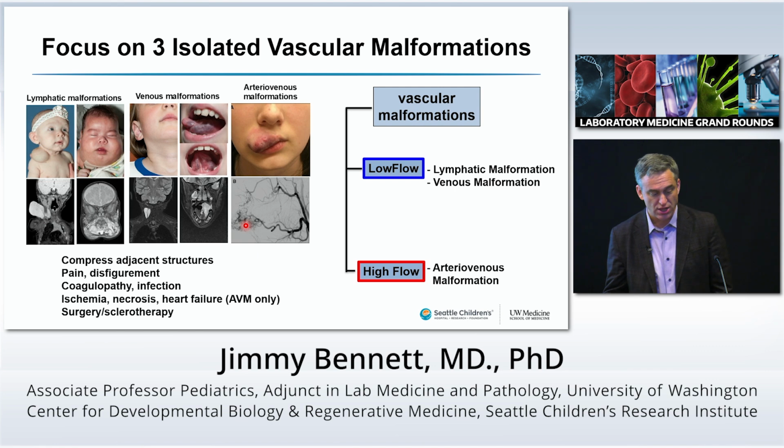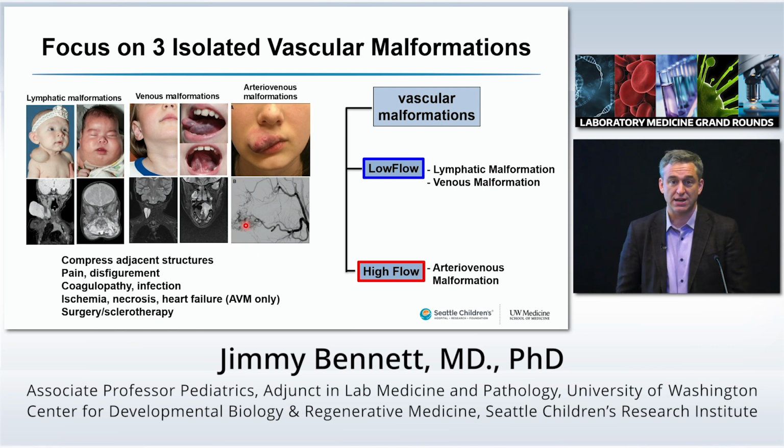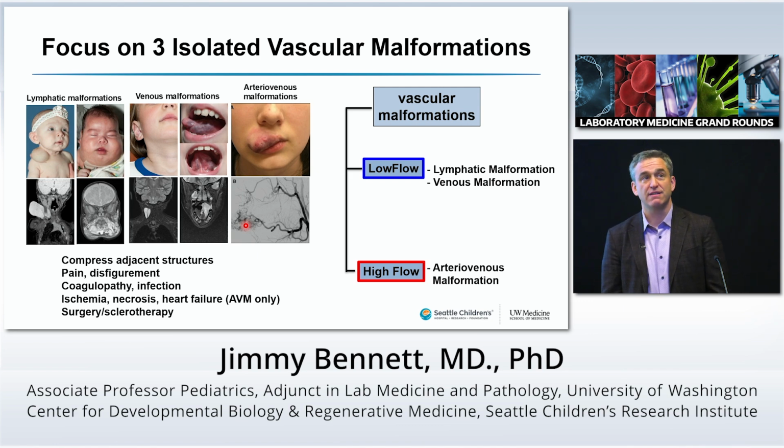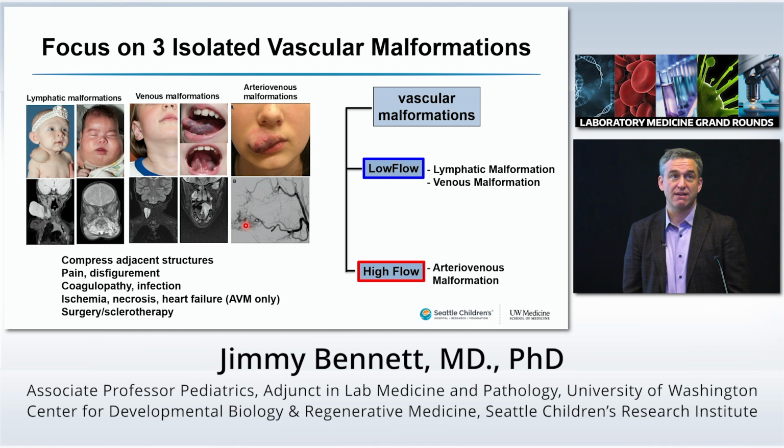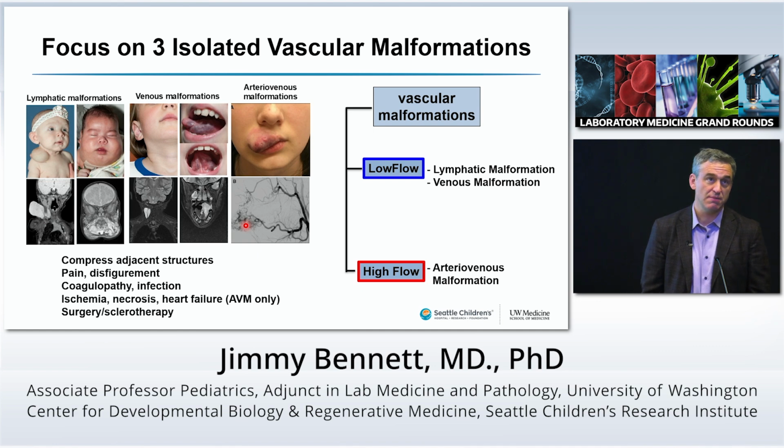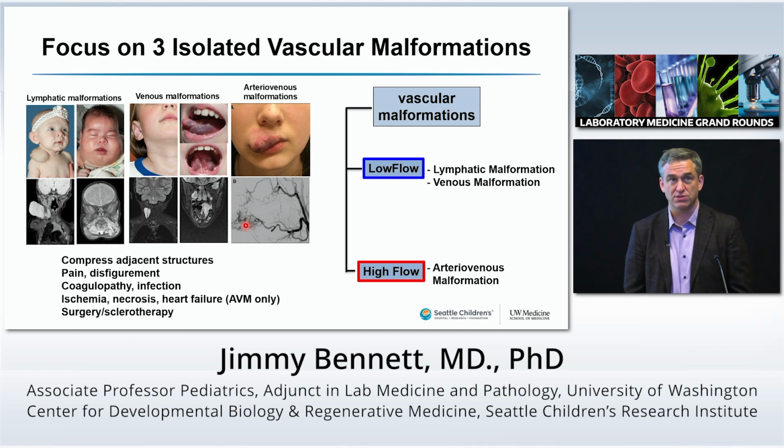So in general, all of these things can cause medical problems by compressing adjacent structures. They can affect swallowing, feeding, breathing. They can cause pain and disfigurement. They can cause bleeding and coagulopathy, infections. Particularly AVMs, which are really clinically the most severe of the 3 types of vascular malformations, can lead to local tissue ischemia, even heart failure because of overcirculation.